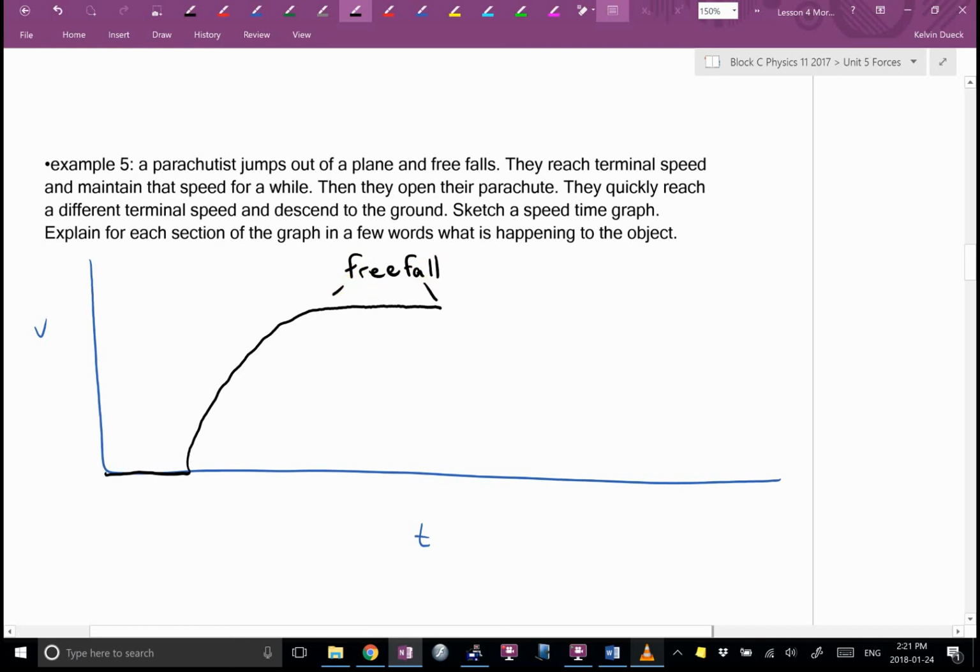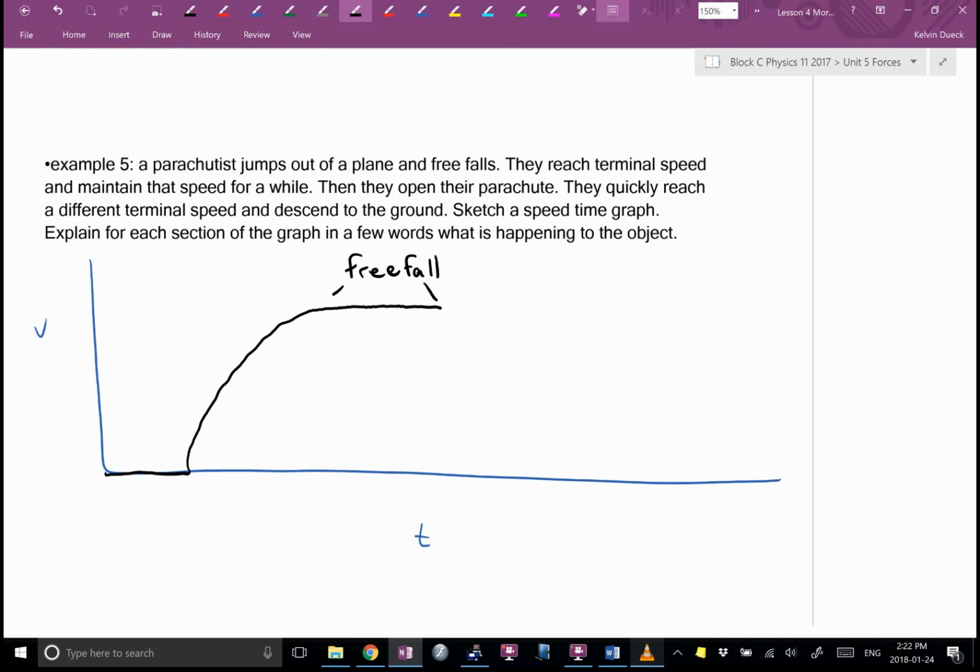When I jumped out of an airplane, I recall I was in free fall for about 30 seconds, not very long. You see why it kind of has to be curvy like that? You're speeding up the most at the beginning, but you slowly are accelerating less and less and less and less. Okay, I free fall for 30 seconds. What did I do next?